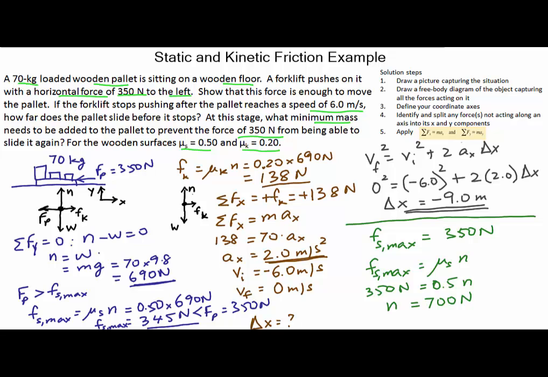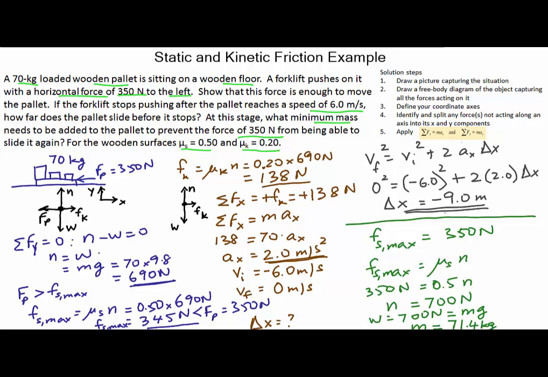And finally, because along the y-axis normal force equals the weight, that tells me that the weight is 700 Newton for the pallet with the added weight, and that equals mass times acceleration due to gravity. And this gives me the mass of the pallet that can't be slid by a force of 350 Newton as 71.4 kilograms. I'm going to carry one extra significant digit since it's an intermediate step.